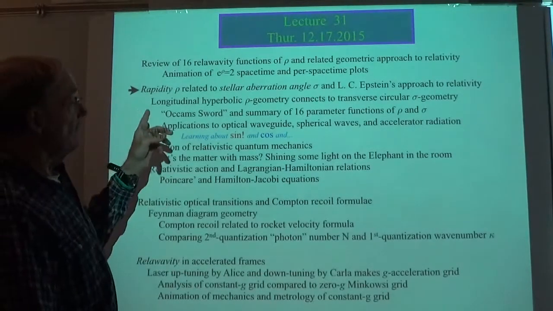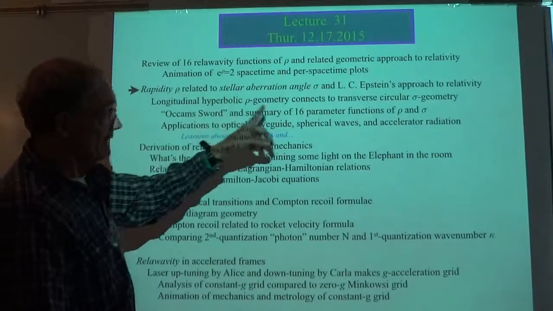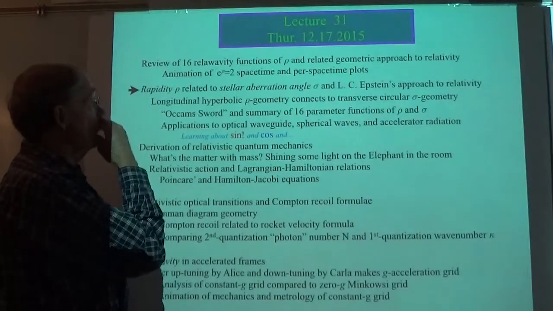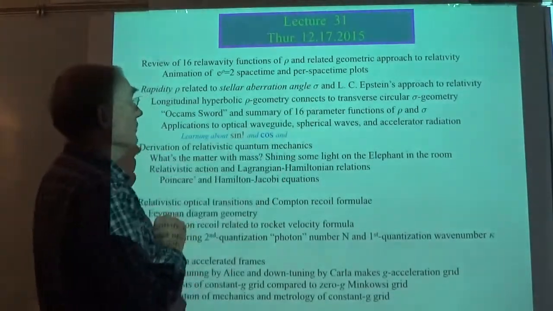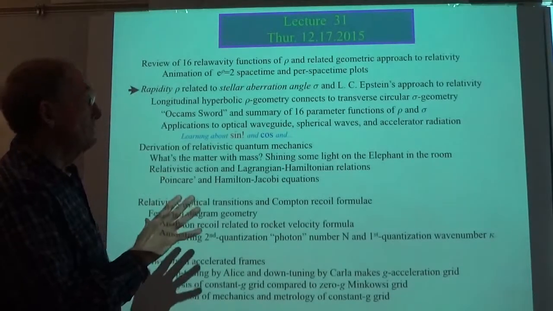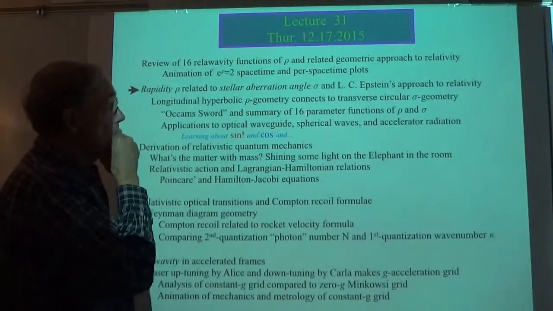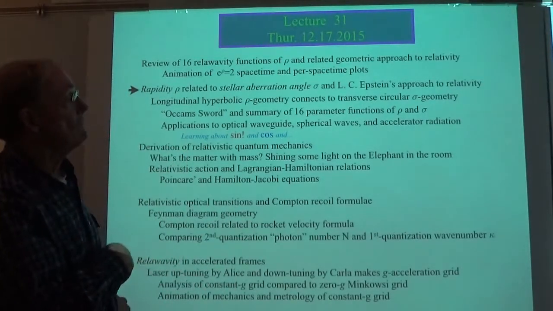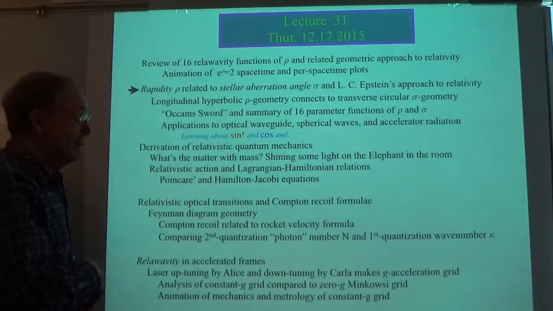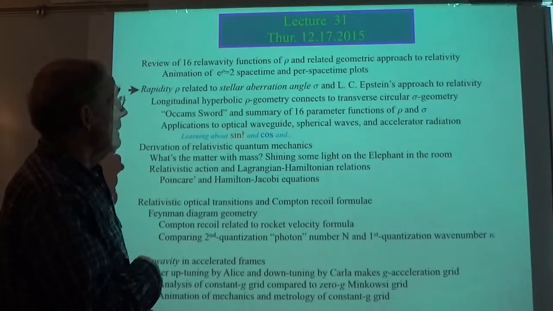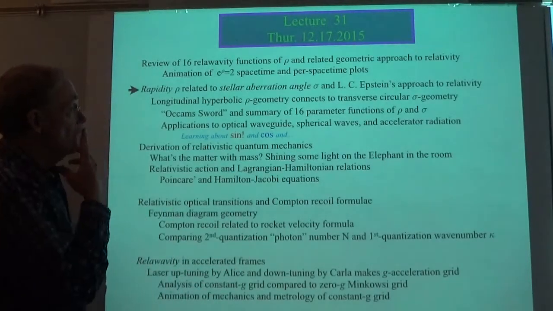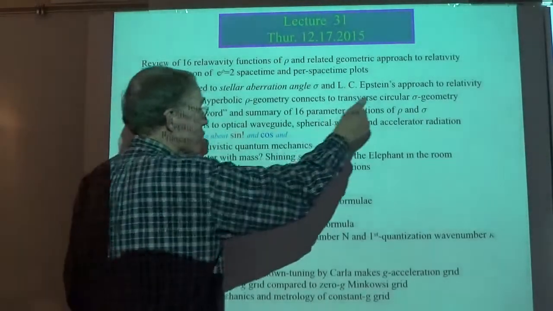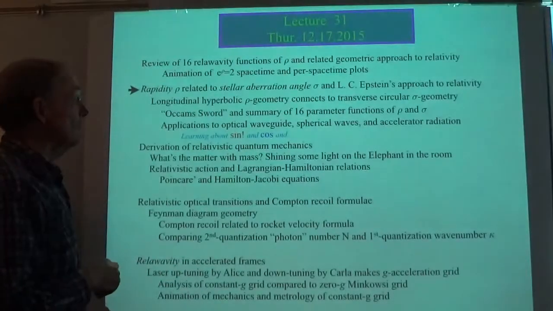But then I want to go ahead and get us into the other way to look at all of this that involves a transverse parameter, stellar aberration angle, which is a wonderful complement to our rapidity. And it's an invention of Lewis Carroll Epstein, Professor Emeritus at City College of San Francisco. And we'll advertise his book in the process. The idea of connecting those two is really beautiful, so we'll be doing that.